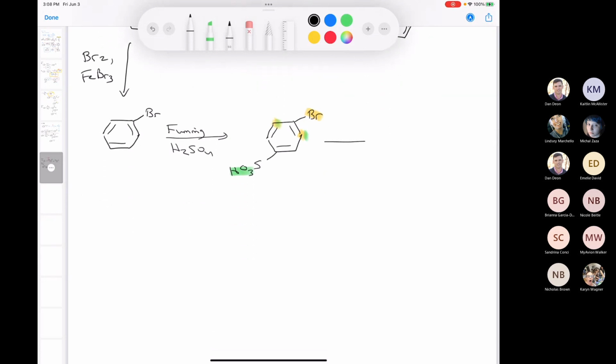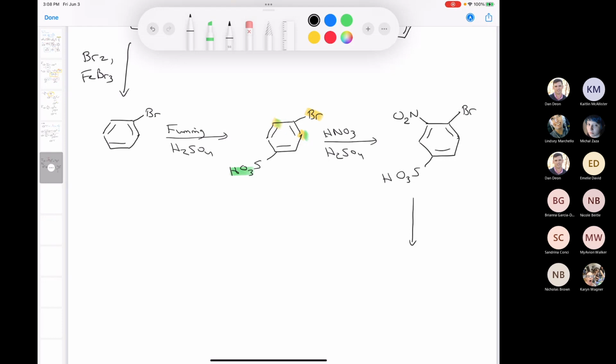So what are we going to do? We're going to do the nitration. So we're going to need nitric acid and sulfuric acid. And that's going to give us this compound where we have our bromine. Now we've got our nitro group, and now we've got our sulfonic acid. Now we can see daylight because all we need to do is remove the blocking group and reduce the nitro.